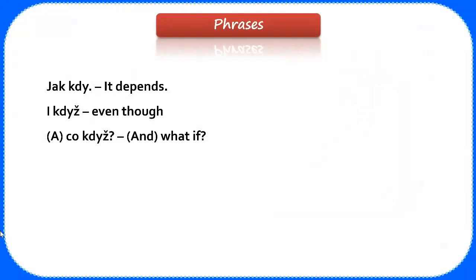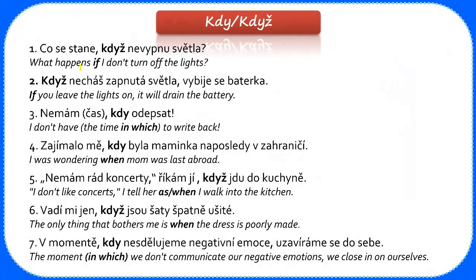It's also important to remember these phrases, and you have to learn where to use kdy and where to use když. For example, very useful phrase jak kdy means it depends. You ask somebody, co děláš o víkendu? What do you do at the weekend? It depends. Jak kdy? Literally how, when, which doesn't make sense when you translate it. Another phrase is i když, even though. This is a conjunction that's always i když. Not i kdy, but i když. Or in a question, and what if? A co když?